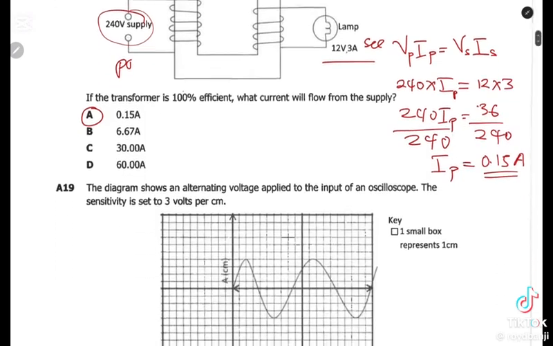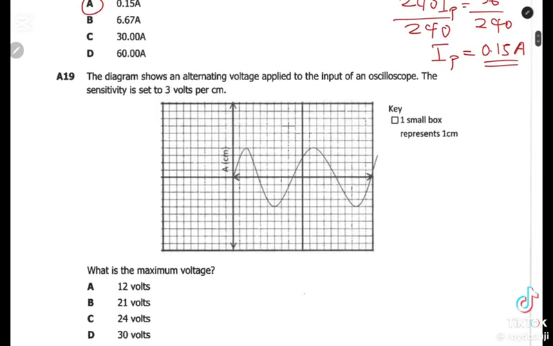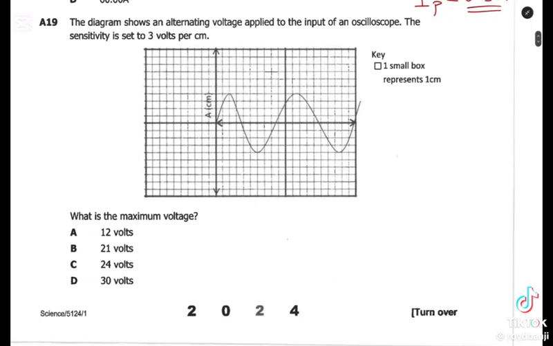All right. Question 19. The diagram shows an alternating voltage applied to the input of an oscilloscope. The sensitivity is set to 3 volts per centimeter. So 3 volts per centimeter, it means 1 centimeter is equals to 3 volts. Now they are saying, what is the maximum voltage? So to find the maximum voltage, you should consider this one as your starting line. Then of course you look at it from here up to the top there, it's just the same. They are saying one box here is equals to 1 centimeter. So this small box is equals to 1 centimeter.